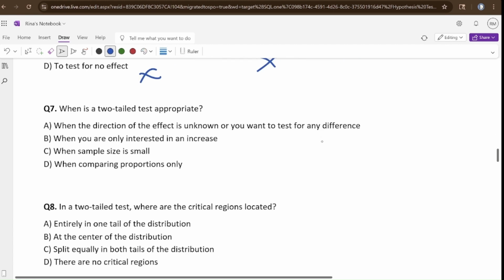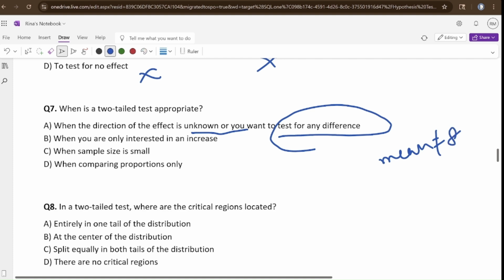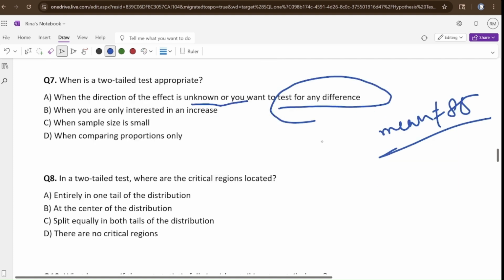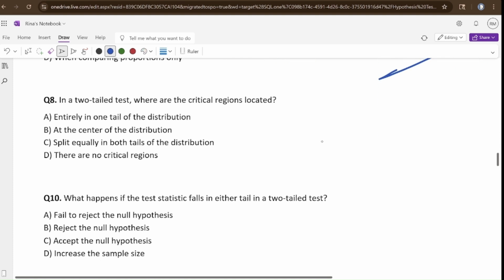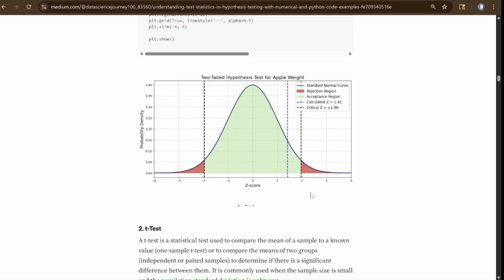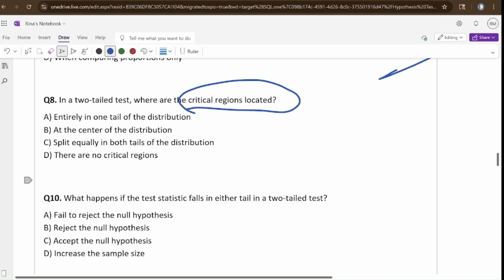When is a two-tailed test appropriate? When the direction is unknown or you want to test for any difference. Exactly. I want to know whether the teaching method improves the score or not. In that case you will go for a two-tailed test. In a two-tailed test, where are the critical regions located? On both sides. See, both tails. At the center, no. Entirely in one tail, no. Split equally in both tails.